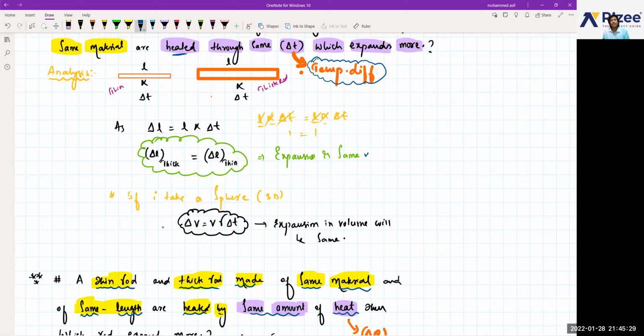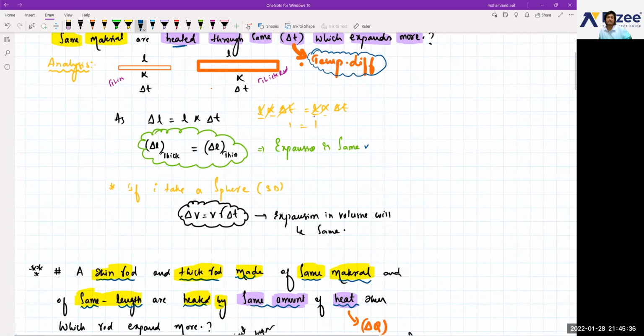Is it clear for this one? Nandini, is the point clear? Yes, sir. Chalo. Next point, think right now easily and try to give me the answer.